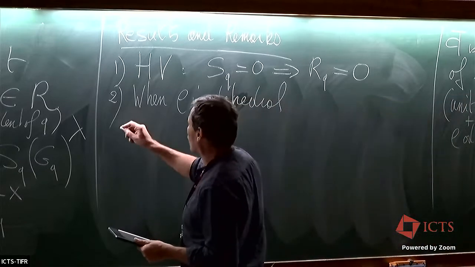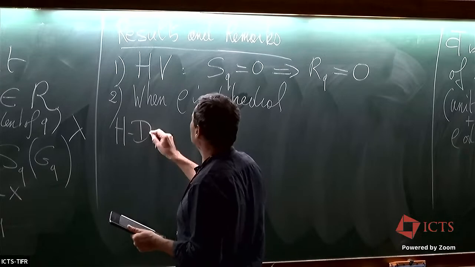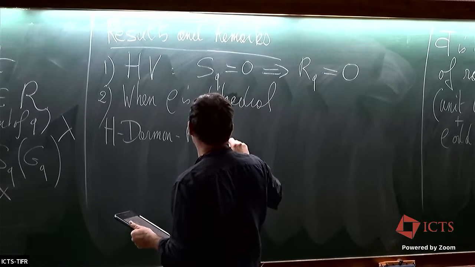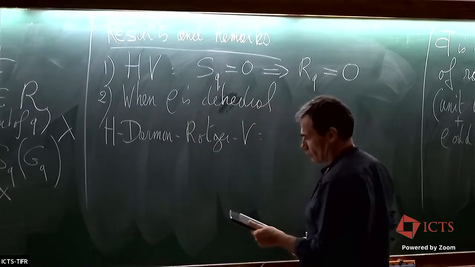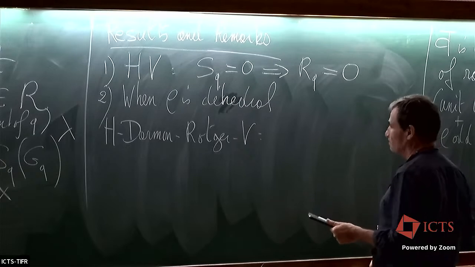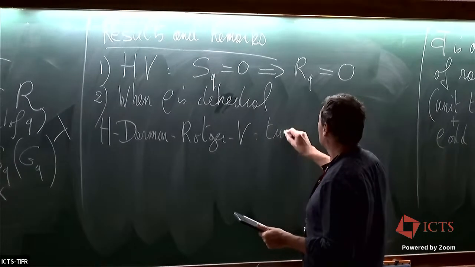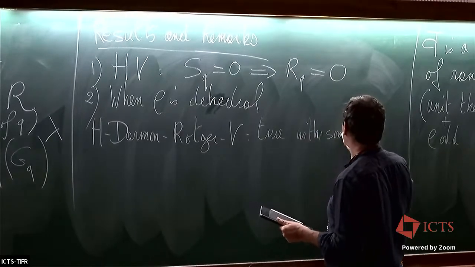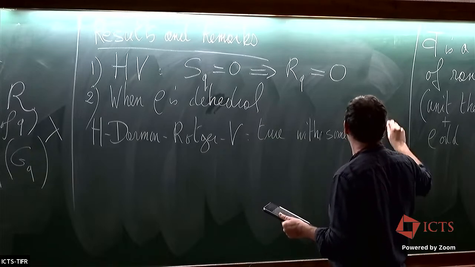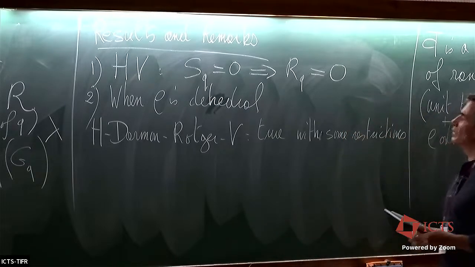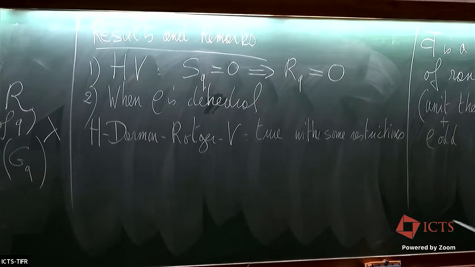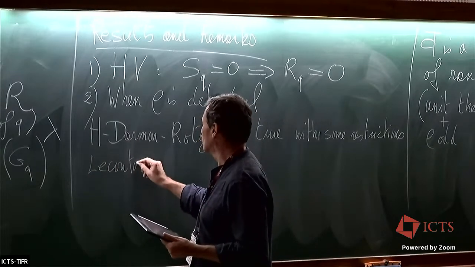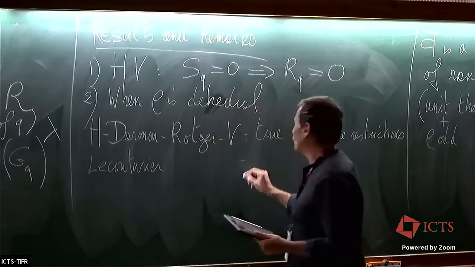and there is a set of four authors, so Harris, Darmon, Rotger, and Venkatesh, and that shows that the conjecture is true with some restrictions that I'm not going to describe. Actually, there is another proof due to Lecouturier, still in the dihedral case. Different proof and different restrictions.